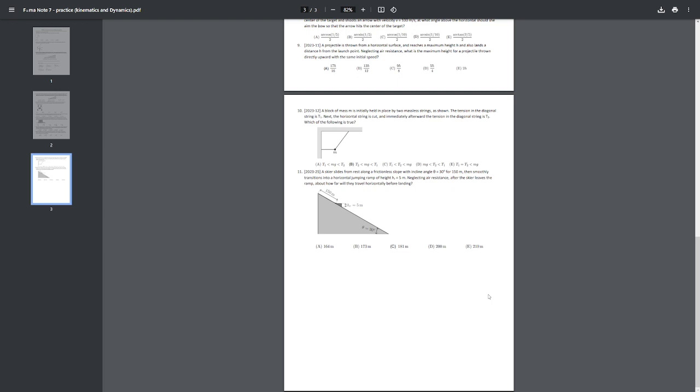A skier slides from rest along a frictionless slope with incline angle theta equals 30 degrees for 150 meters, then smoothly transitions into a horizontal jumping ramp of height HR equal to 5 meters. Neglecting air resistance, after the skier leaves the ramp, about how far will they travel horizontally before landing?